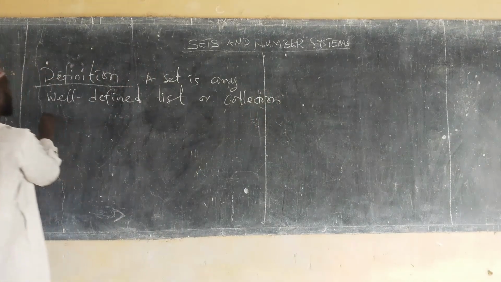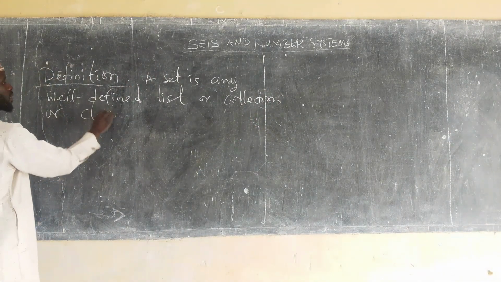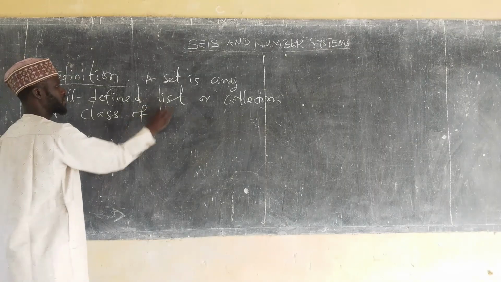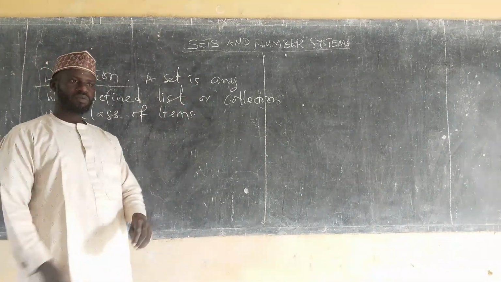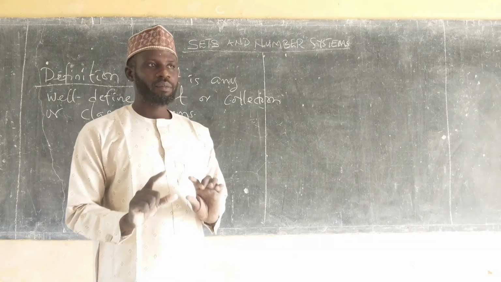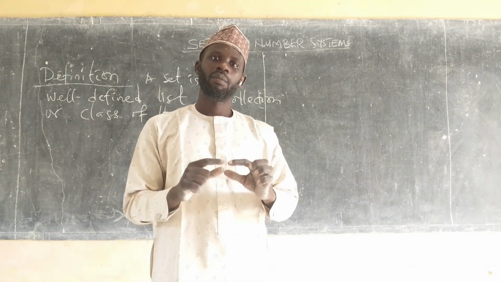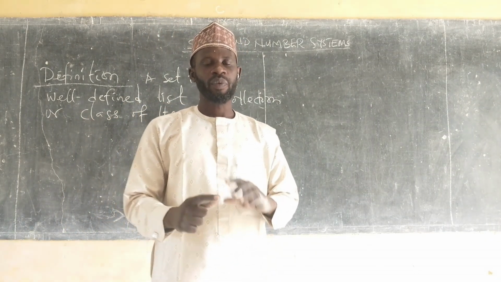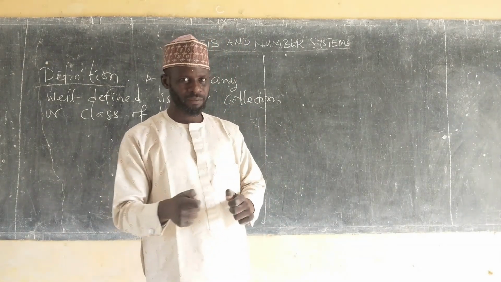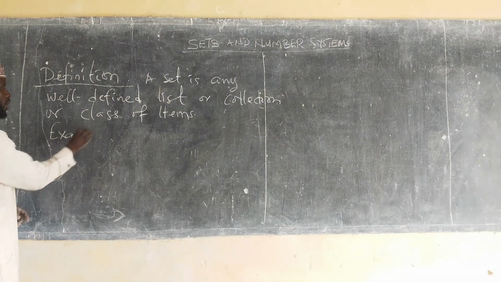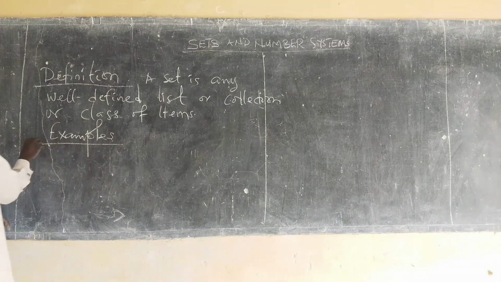A section or what? A class of items or objects. So by well-defined, we mean these objects must have something in common, either by way of naming them or by the way they function. Example, we're going to give a number of examples.